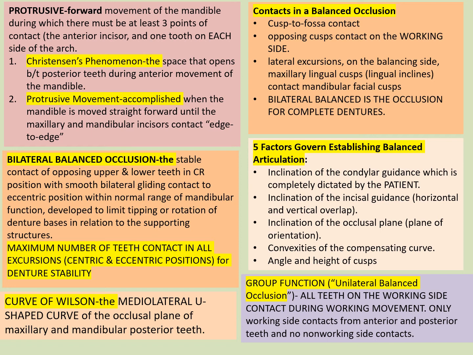Now, we should also know some of the factors that govern establishing balanced occlusion, like inclination of condylar guidance, inclination of incisal guidance, occlusal plane, convexity of compensating curve, and angle and height of the cusp. Now we know what is group function. Group function is when the canine and the posteriors contact on the working side, disarticulating all the posteriors on the non-working side. That is also called unilateral balanced occlusion.